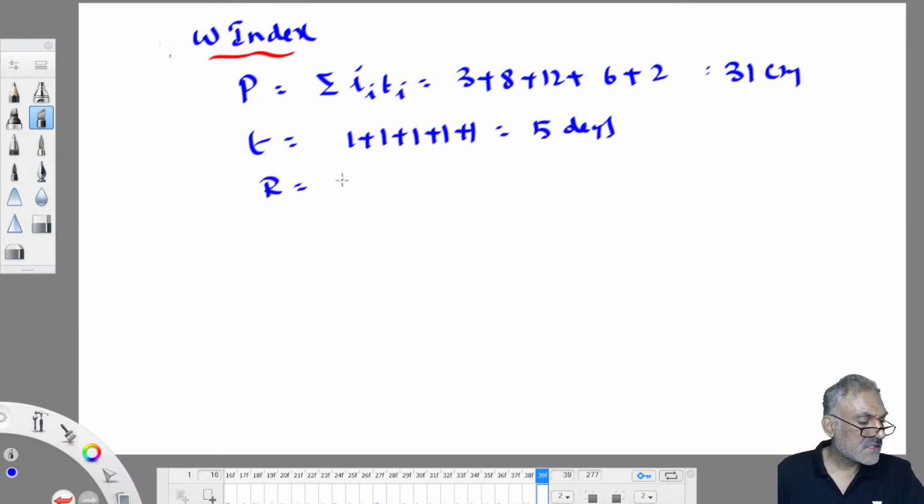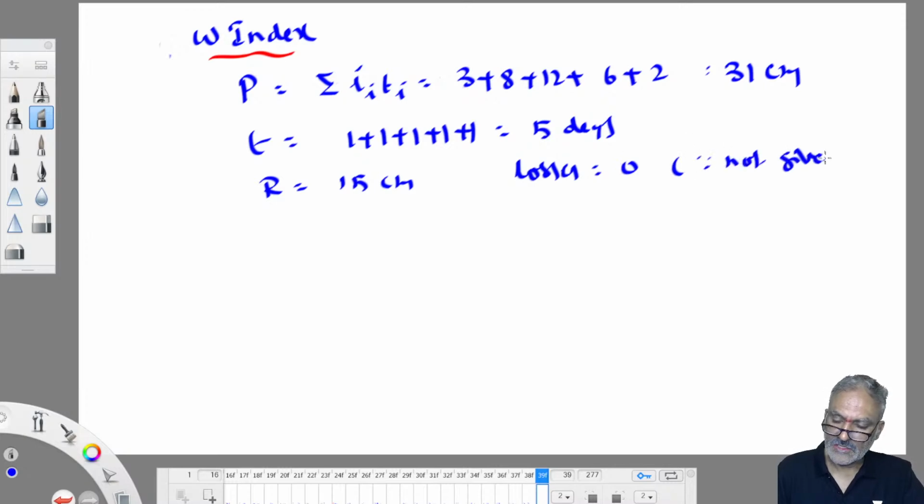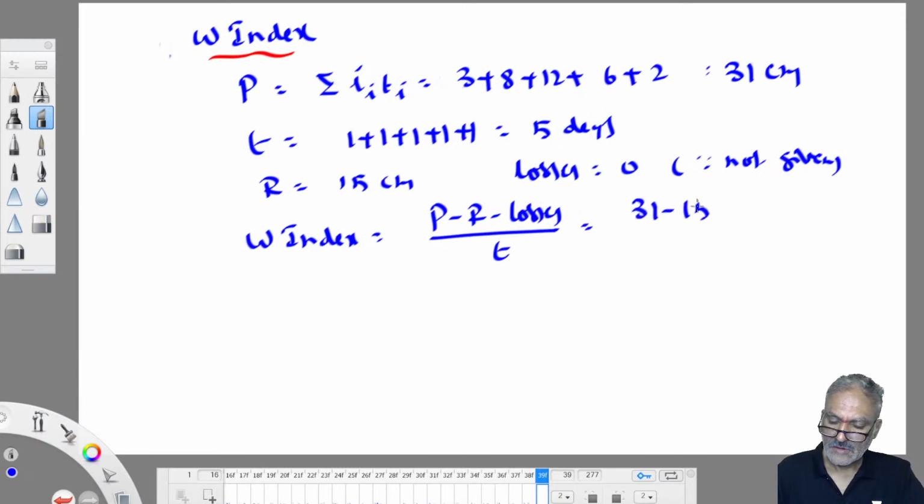So R is given as 15 centimeter. Initial losses are not given. We take it as 0. Therefore, W index is equal to 16 by 5.